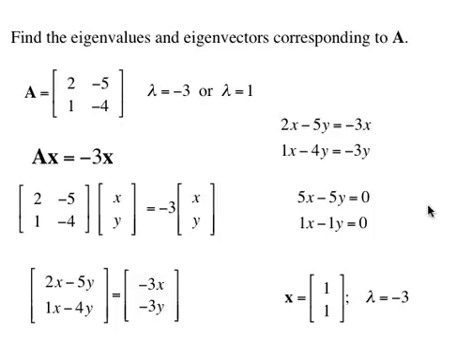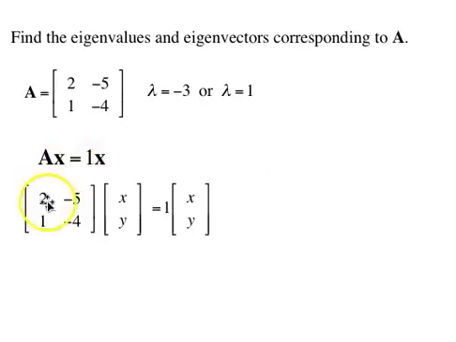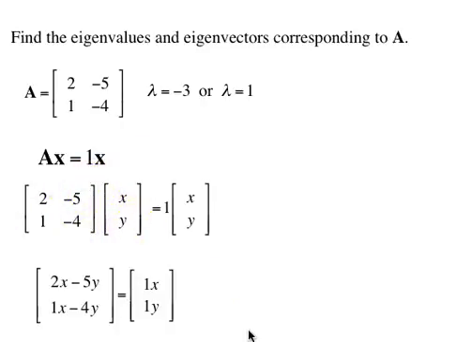I've got to find the eigenvector corresponding to lambda is 1, so Ax equals 1x will be our next move. So same strategy: A is [2, -5; 1, -4], times the vector (x, y) equals 1 times the vector (x, y). So 2x minus 5y, 1x minus 4y equals 1x, 1y.